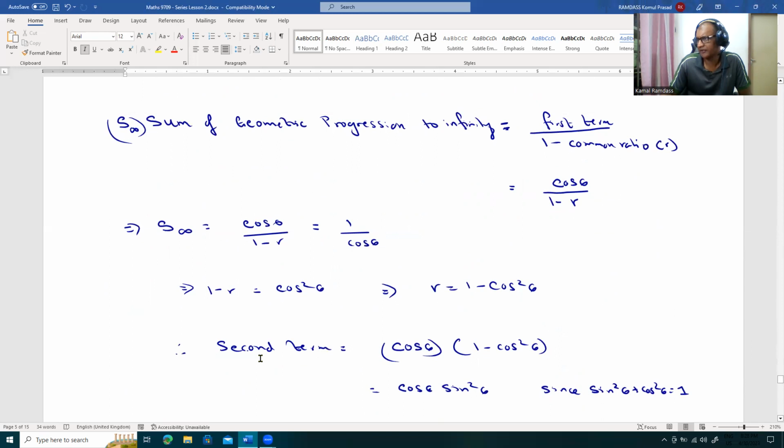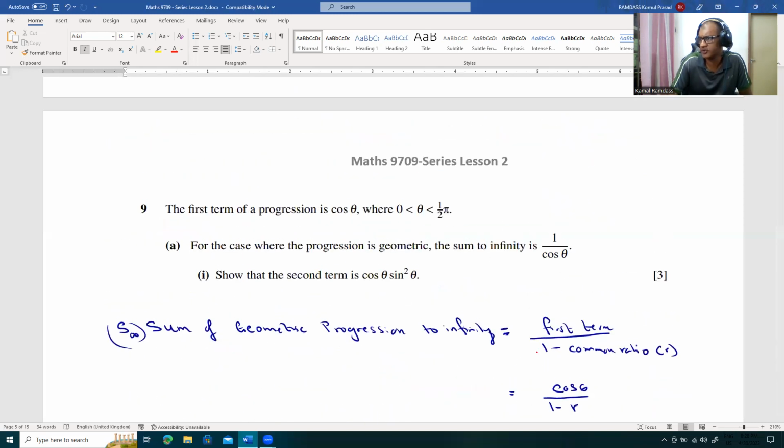Et là, the second term est égal à first term times R. Cos theta multiplied by 1 minus cos square theta. But 1 minus cos square theta, c'est sin square theta. Et mon fini shown.